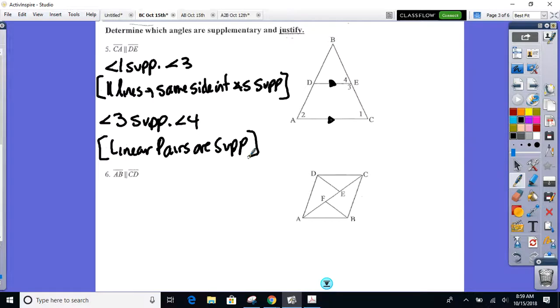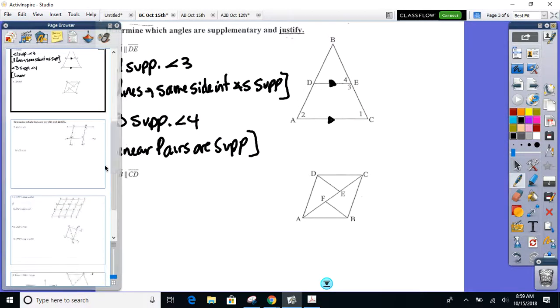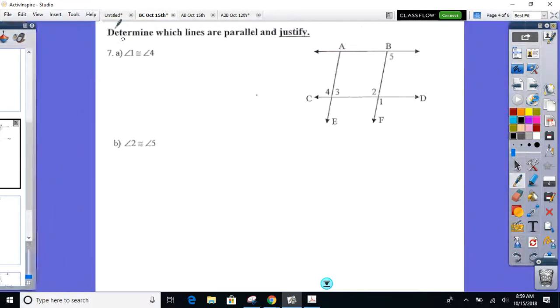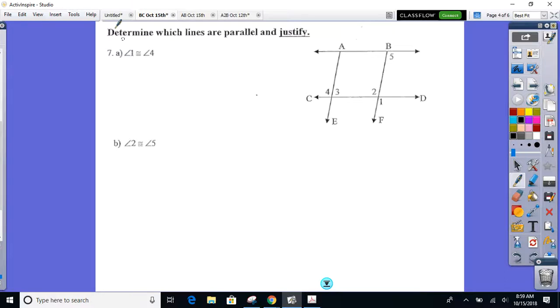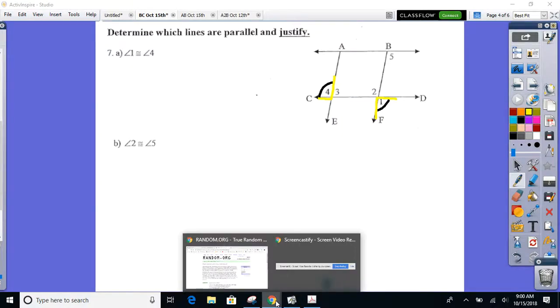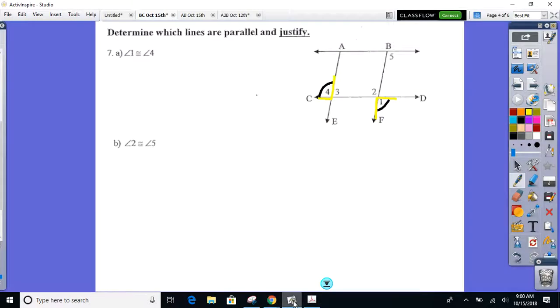Everyone good? Okay. Go to number 7A for me now. 7A. All right, if I tell you angle 1 and 4 are congruent to each other, which lines are parallel and why? And again, this is what I did on Friday with you guys. My preference is to always highlight the angle so I can see what transversal they have in common. And then from there, I say what line is parallel. Okay, so if 1 and 4 are congruent, that will let me know which lines are parallel.